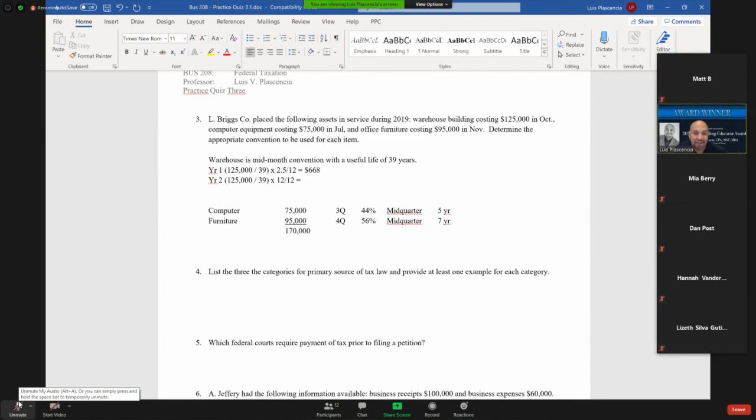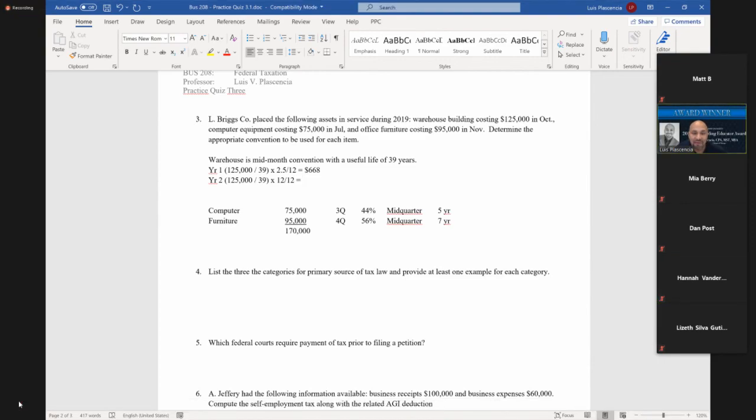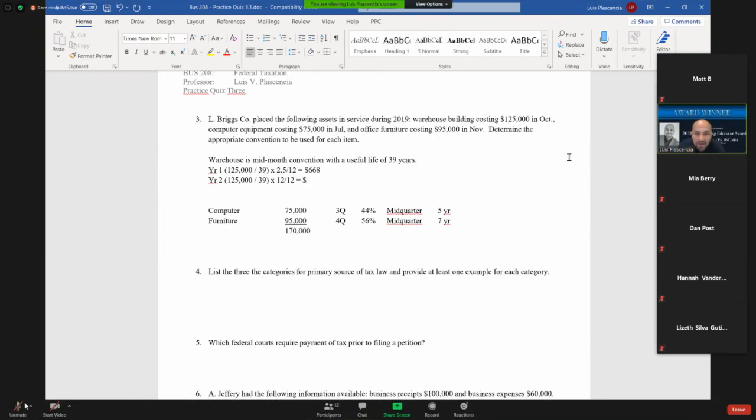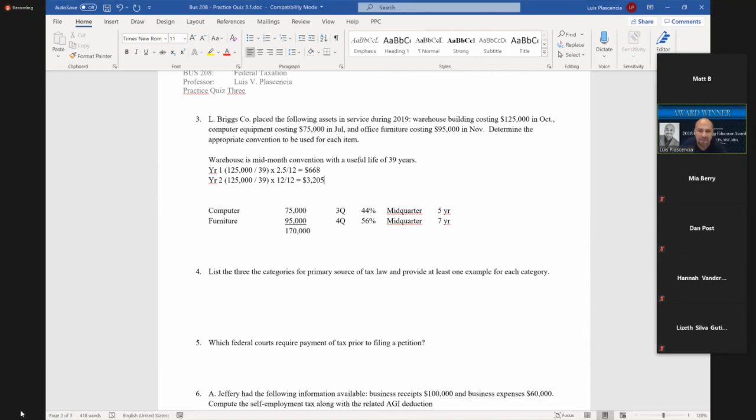And then let's say they sold it in February of the third year. Then you're going to multiply by 1.5, one for the year before and one for the year that they're selling it. All right, so what is the depreciation here? Anybody? 3,205. Everybody okay with that?